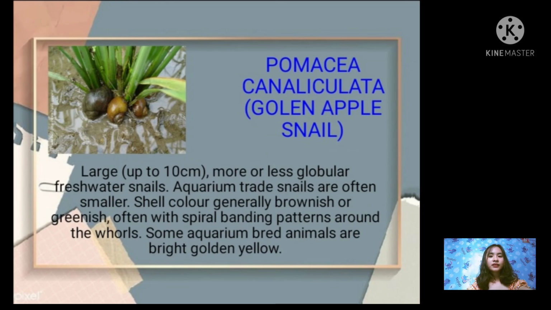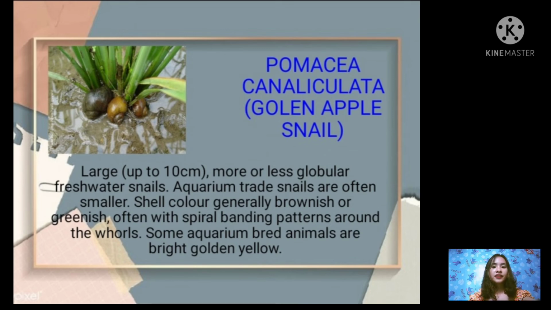The last one is Pomacea canaliculata, also known as the golden apple snail. Large, up to 10 cm. More or less globular freshwater snails. Aquarium-raised snails are often smaller. Shell color is generally brownish or greenish, often with spiral banding patterns around the whorls. Some aquarium-bred animals are bright golden yellow.